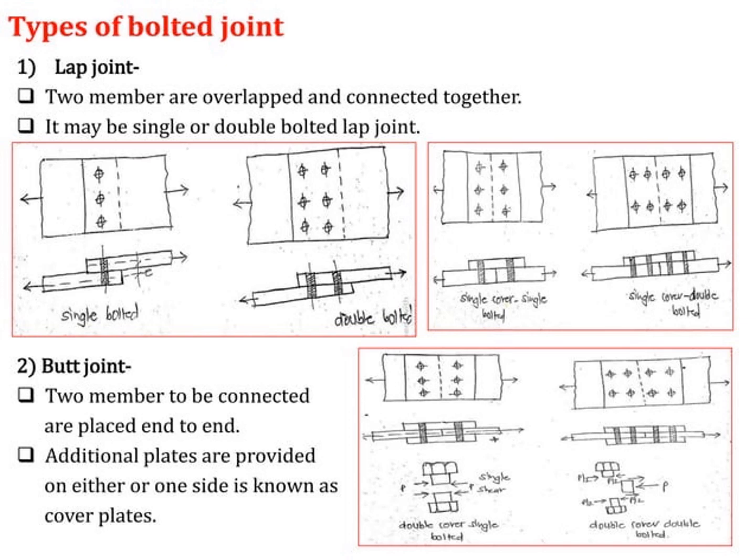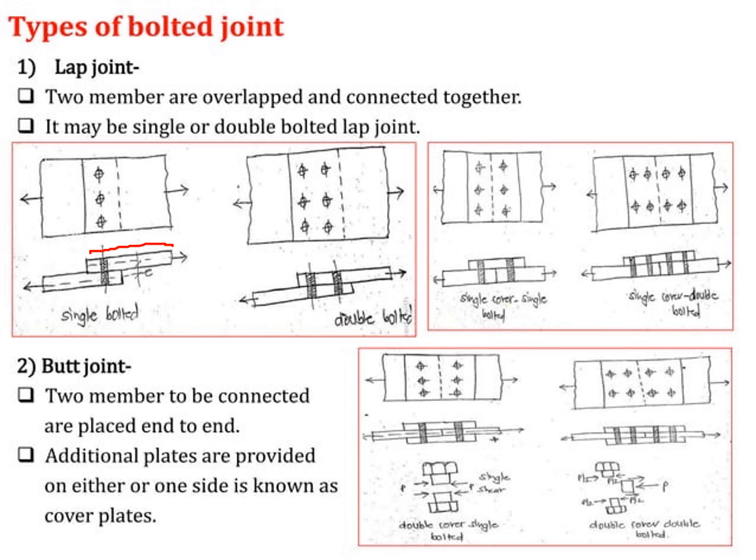Types of bolt connection. First one is lap joint. Two members are overlapped and connected together to form one member, that is known as lap joint. Here the steel plate is laid over another plate and joined by bolts. It may be a single bolt or double bolt lap joint.